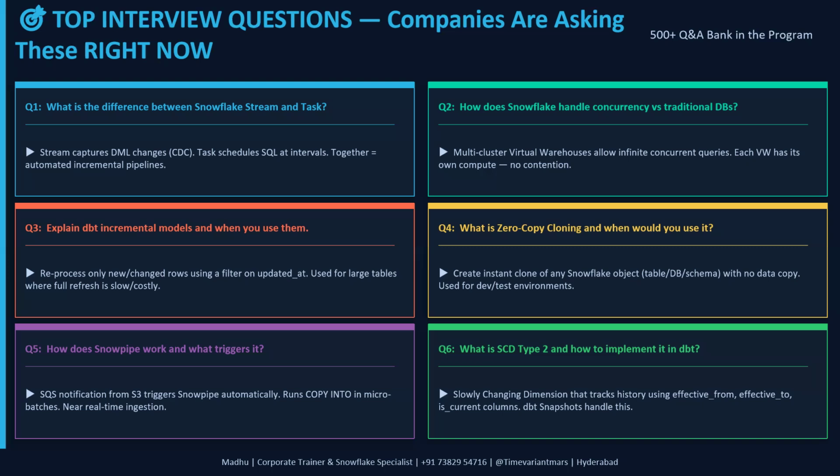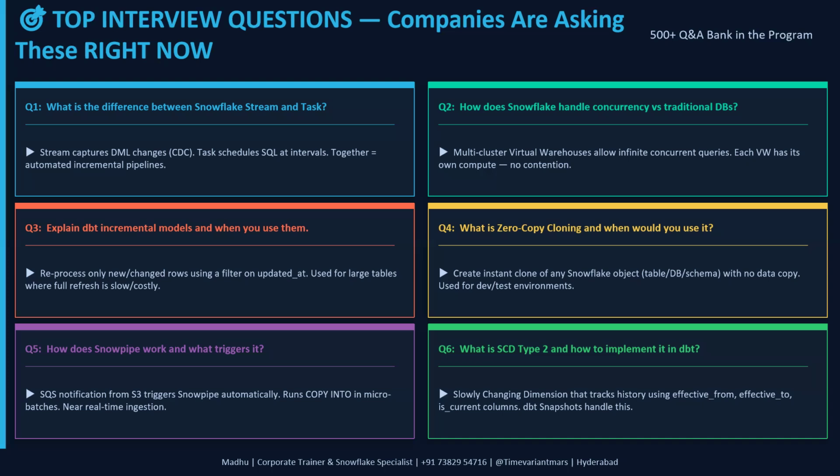Question 2: how does Snowflake handle concurrency compared to traditional databases? Traditional databases have a single compute engine. High concurrency means resource contention, queries queue up, and performance degrades. Snowflake solves this with multi-cluster virtual warehouses. Each warehouse is an independent compute cluster. You can create separate warehouses for ETL, for BI queries, for development, and they run simultaneously with zero contention. You can also set up a multi-cluster warehouse that auto-scales horizontally when query queue depth increases.